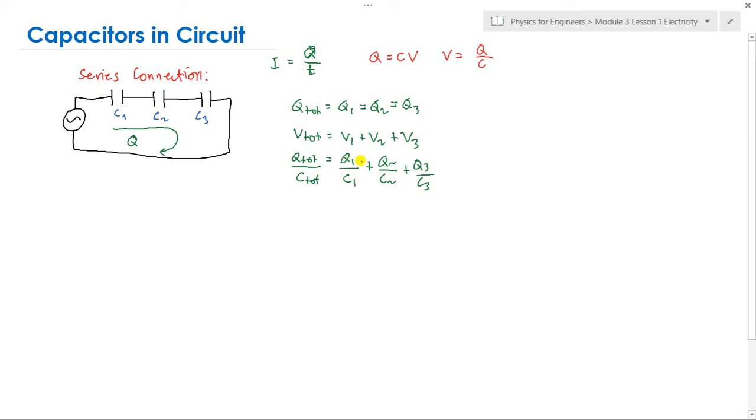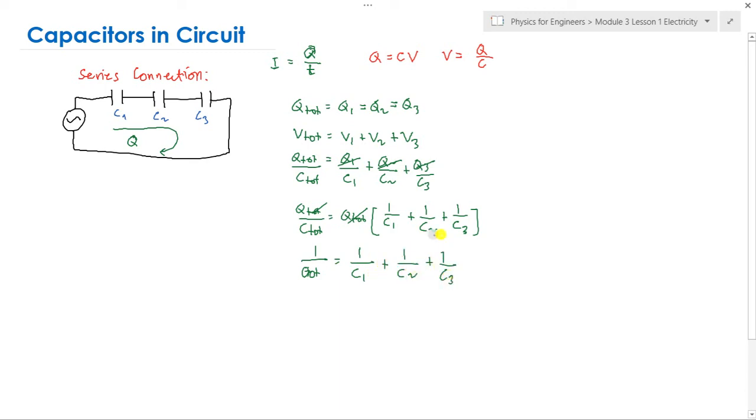So here, since Q1, Q2, Q3 is just equal to Q total, we can factor it out. So therefore we have Q total over C total is equal to Q total times 1 over C1 plus 1 over C2 plus 1 over C3. So therefore it cancels. So we now have, for series, C total is equal to 1 over C1 plus 1 over C2 plus 1 over C3.